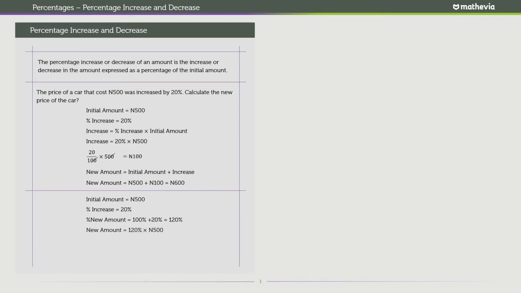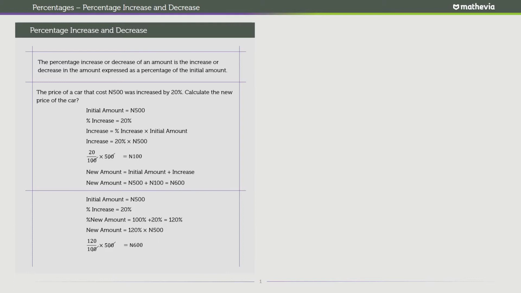And now to get the new amount, you just go ahead and find what 120% is of 500. And you say 120 over 100 times 500, and it actually gives you your answer right away. 120 times 5 gives you 600 naira.